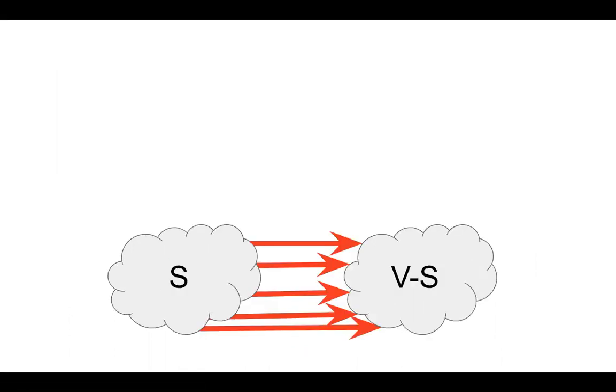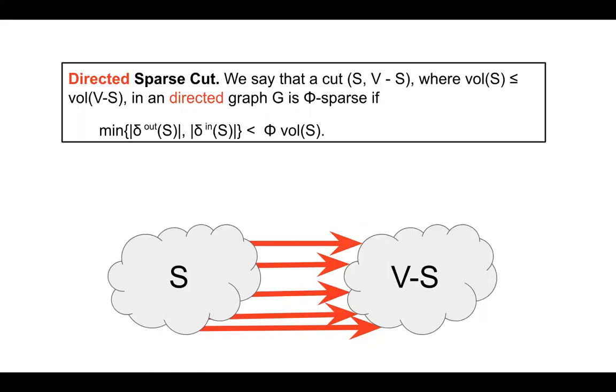Now let us carry that intuition over to directed graphs, or at least try. I'm defining a directed sparse cut. So here again, you're given a vertex set S. It only has half the volume at most. And then we say that S is phi sparse if the number of outgoing edges or the number of ingoing edges is smaller than phi times volume of S.